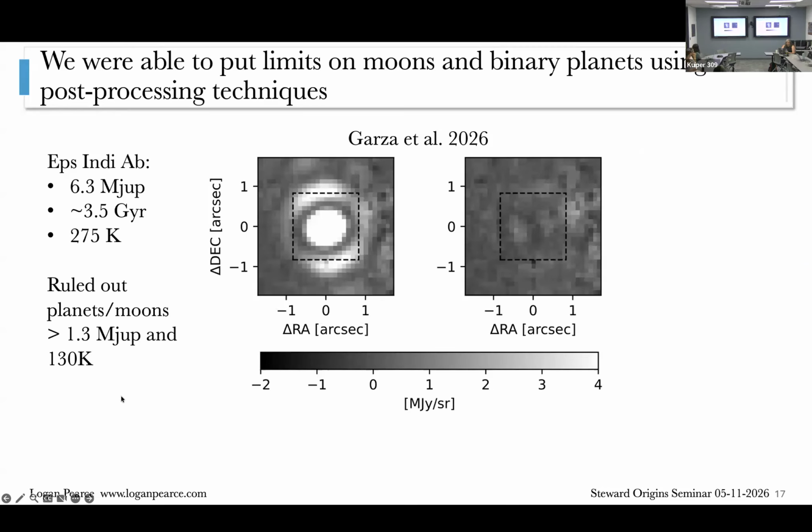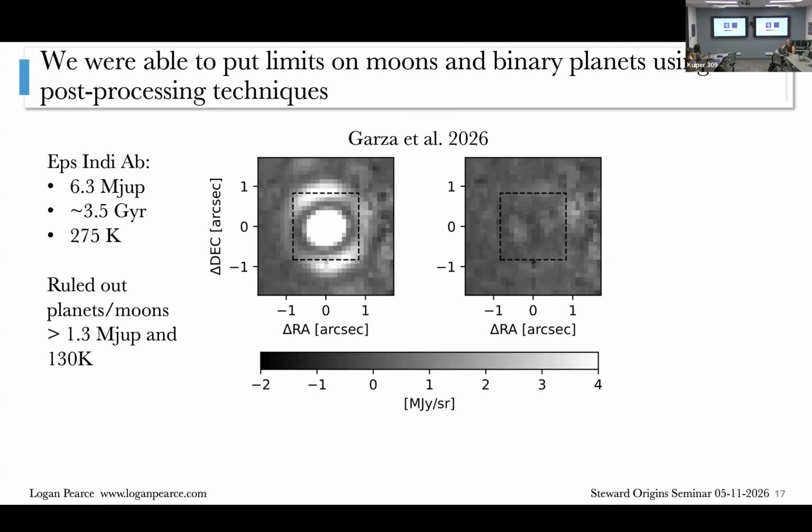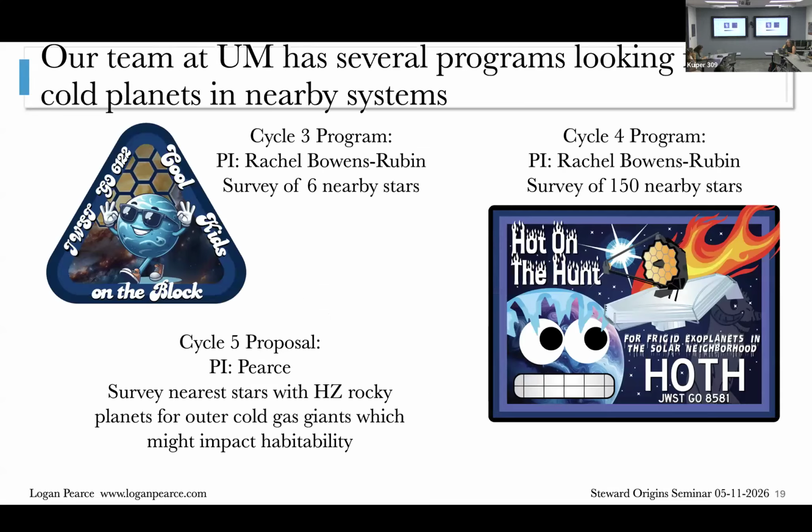And recently an undergrad working with my group, Matson Garza, was able to take the Eps Ind Ab planet signal and use direct imaging point spread function subtraction methods to subtract the planet signal and look for moons or binary planets. And he was able to rule out moons of Jupiter mass and higher around Eps Ind Ab using point spread function subtraction techniques on a planet instead of a star, which is really cool.